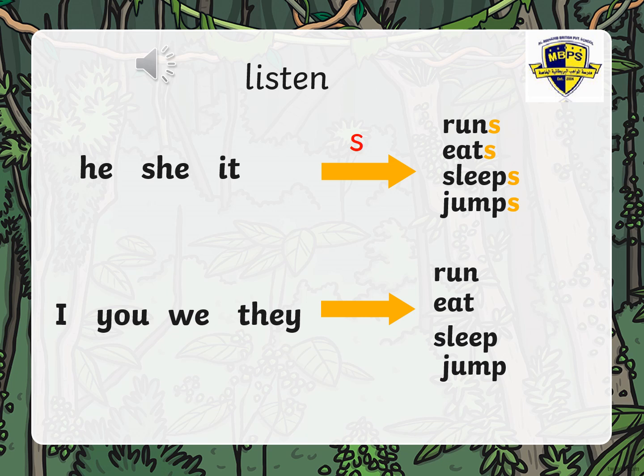Now we go to the other pronouns: I, you, we, and they. Look at the verbs next to them. What can you see? Run, eat, sleep, and jump. Is there an S there? No. So when I use the verbs with these pronouns, I do not put an S. So now we know: he, she, and it, we use them with the verb, but we add an S to the verb. I, you, we, and they, we use them with the verbs, but we do not add an S.